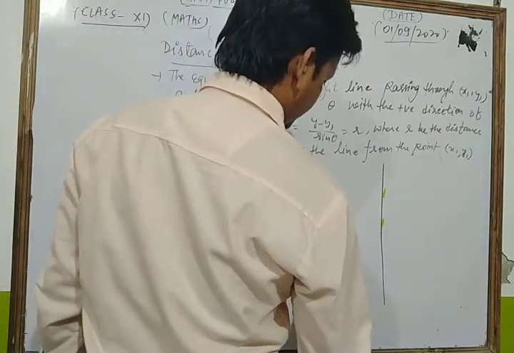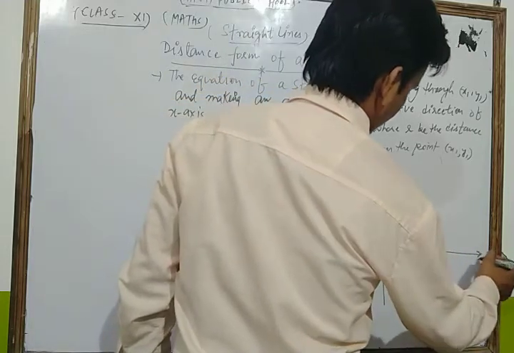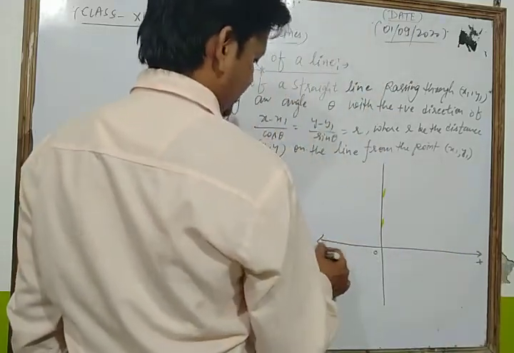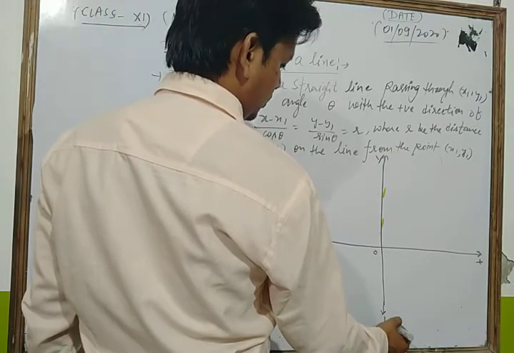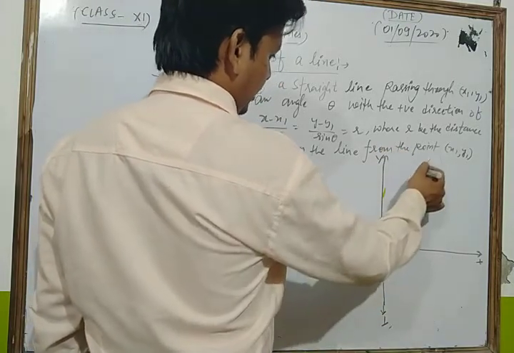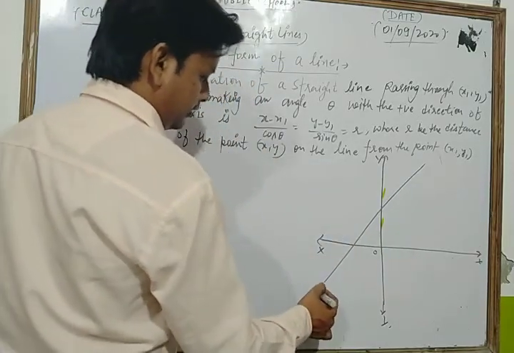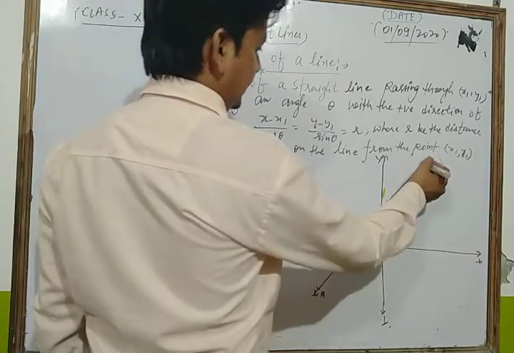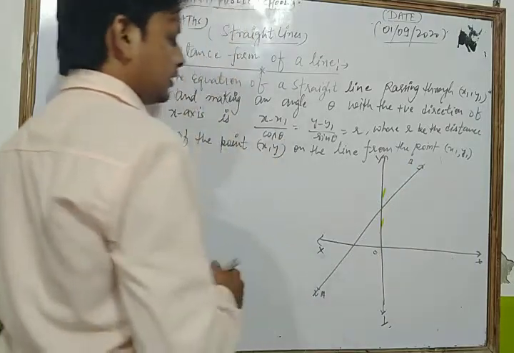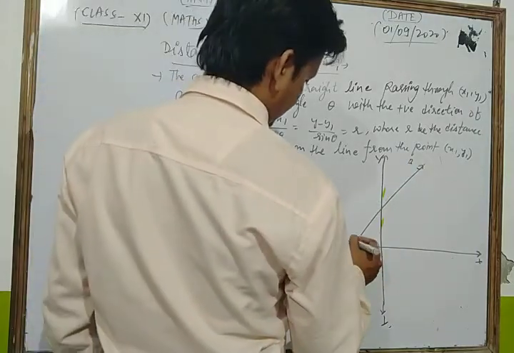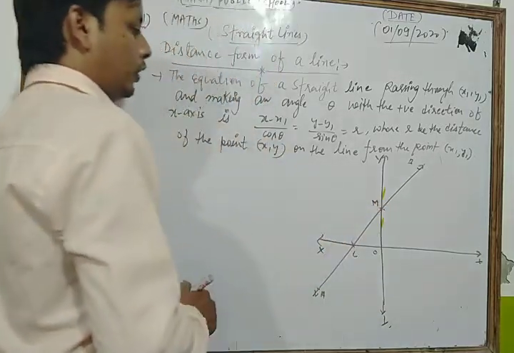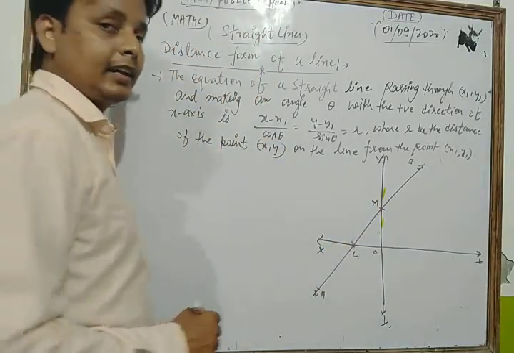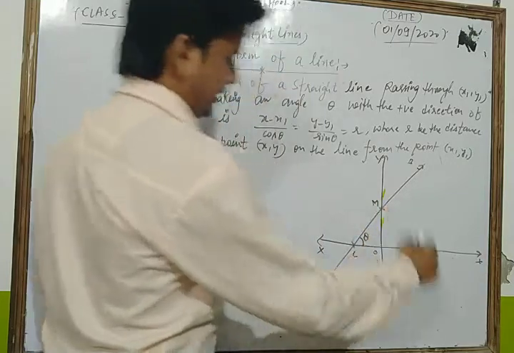Suppose that x'x will be the x-axis and y'y will be the y-axis. Let us take AB as the straight line which cuts the x-axis at L and the y-axis at M, and making an angle theta with the positive direction of the x-axis.